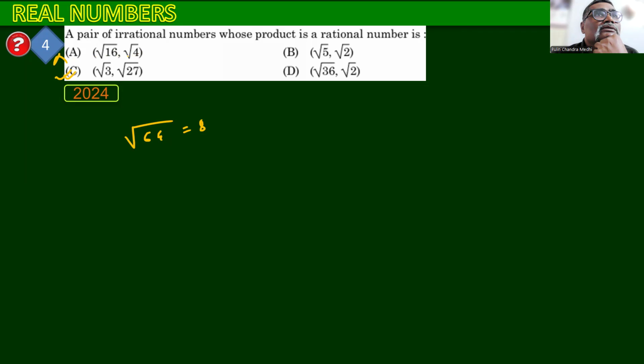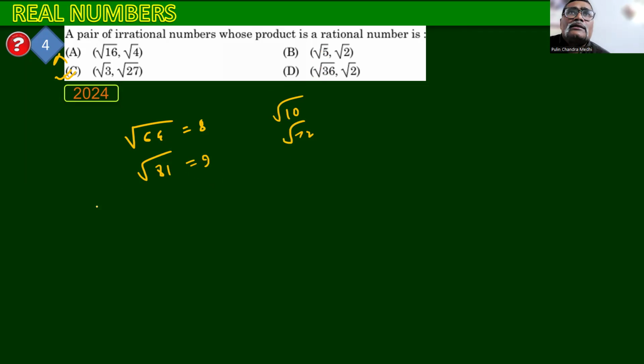6 fours are 24. 64, sorry, 64 is a rational number. Then 3 into 27. Is this question wrong? Because 3 into 27 is 81, right? 81 square root is 9. 16 into 4, it is 64. It is square root, so 8 is your 64. Then this is root over 10, and then this is root over 72.